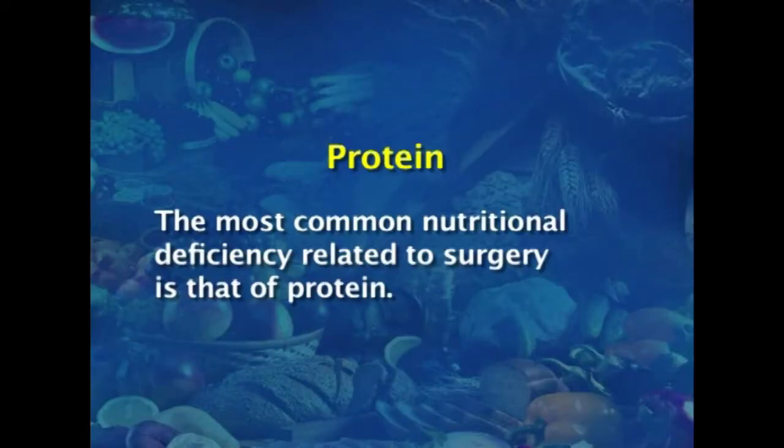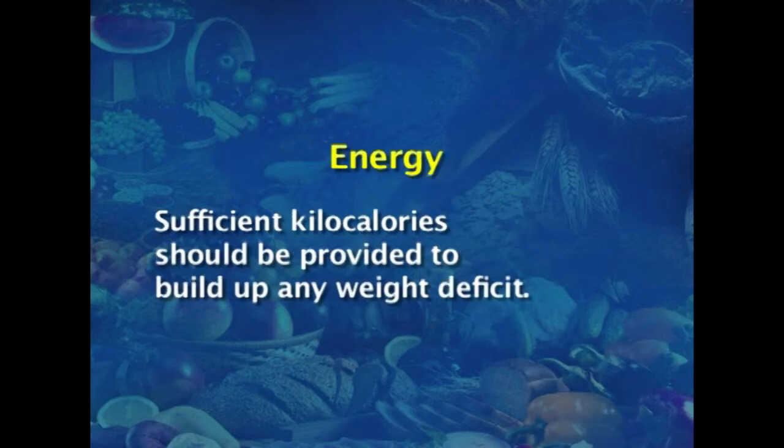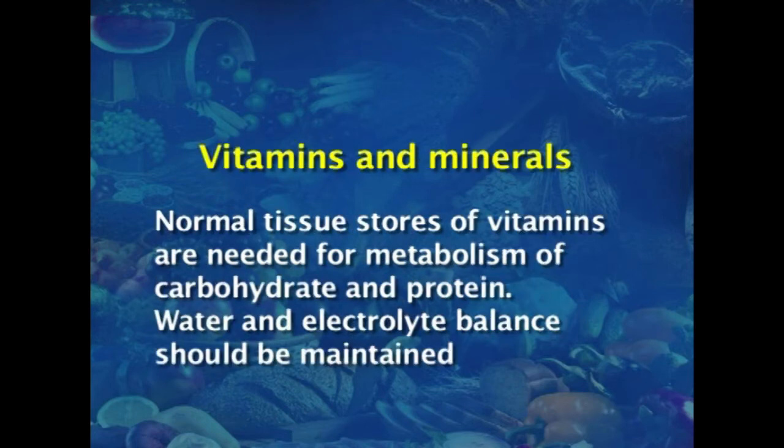Now, all the surgical clients should receive instruction in the weeks before the surgery. How? Let us see. Protein. The most common nutritional deficiency related to surgery is that of protein. They have to build up the protein status in the body, and energy. Sufficient kilocalories should be provided to build up any weight the patient is lacking. Vitamins and minerals: normal tissue stores of vitamins are needed for the metabolism of carbohydrate and protein.